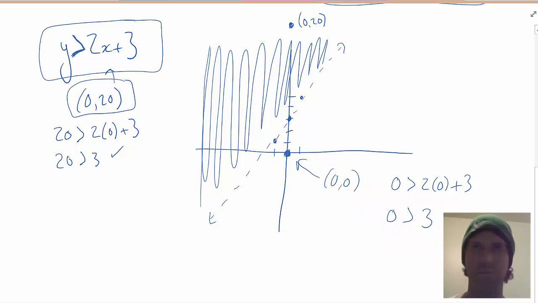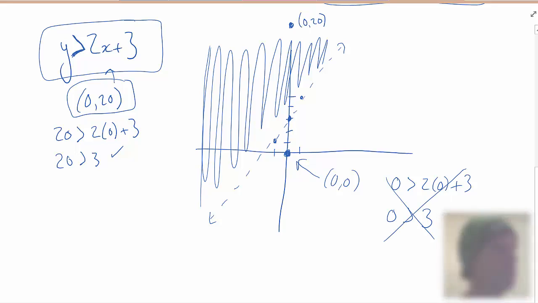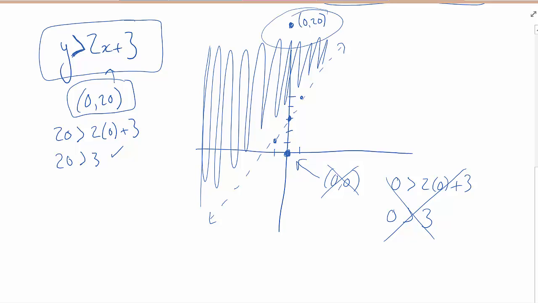That's not true. Therefore, (0, 0) must not be part of the solution region. The solution must be on the opposite side of this line. And as we said, when we tested (0, 20), it satisfied the inequality. So a point will either satisfy it or not satisfy it, and we shade accordingly.